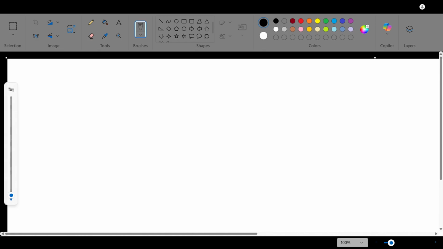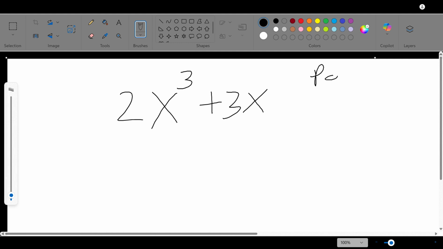Now, derivatives. Let's say you have an equation like 2x to the third power plus 3x. Now, for the derivative, you would have to use the power rule. So it's x to the n, the derivative is going to be n times x to the n minus 1 power.